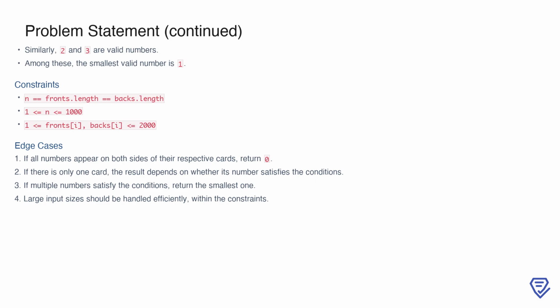The problem also includes constraints to guide your solution. For instance, the lengths of fronts and backs are always equal, each number falls within the range of 1 to 2000, and the solution must handle up to 1000 cards efficiently. Additionally, certain edge cases, like all numbers appearing on both sides or having only one card, require careful consideration to ensure the solution is robust and accurate.